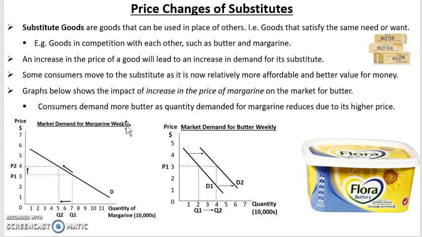So butter and margarine. Although butter and margarine aren't substitutes for some people, so our dairy intolerant consumers, for many people they are a substitute good. They are the spread you put on toast, bread, over which you put your fillings or your peanut butter or the like.